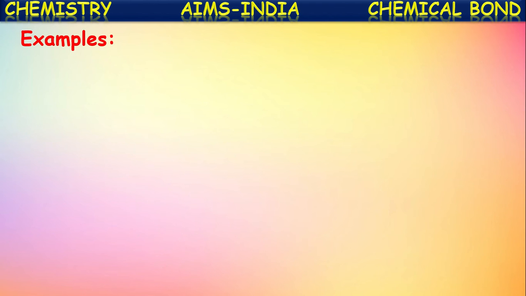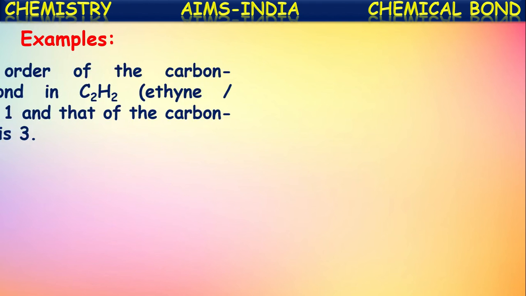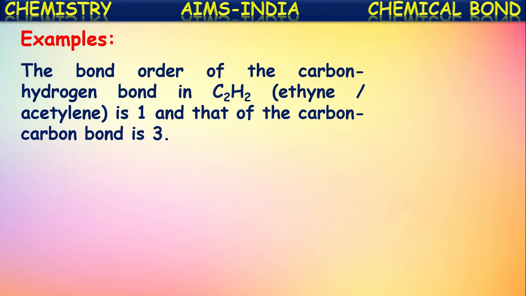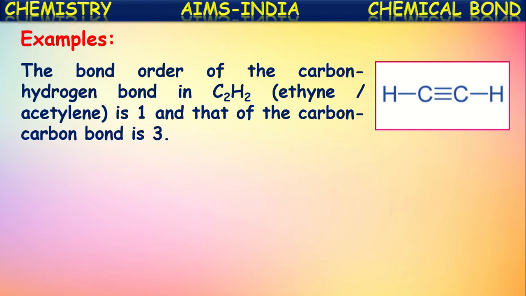For example, if we say the bond order of the carbon hydrogen bond in the acetylene molecule, C2H2, which is called acetylene or ethyne commonly. Okay. In this molecule, the connection between the atoms is like this. The covalent bond formation is like this. Between the carbon-carbon, there exist three pairs of electron sharing, whereas between the carbon and hydrogen, there is sharing of a single pair of electrons.